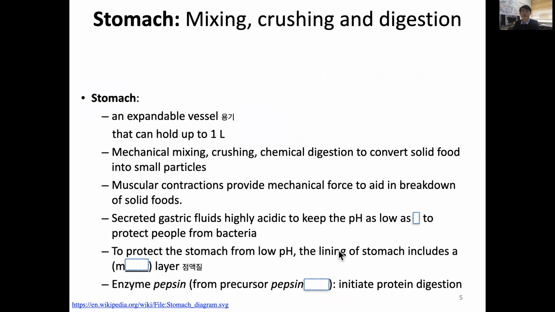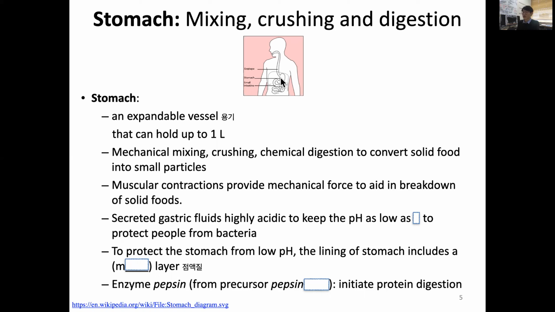So let's talk about the stomach first. So what is the stomach? Everyone knows it mixes and crushes the food, and then some digestion happens. So here's the location of the stomach. You can see from the mouth through the esophagus, at the end, there's a stomach here.